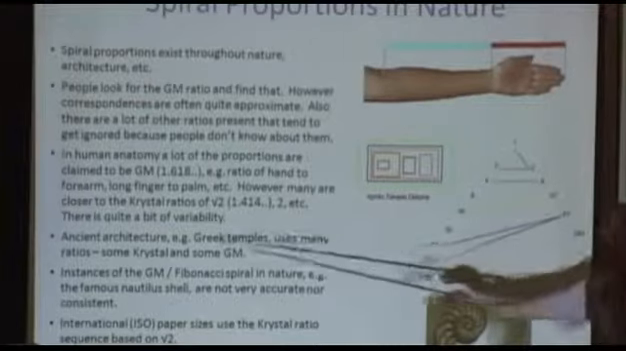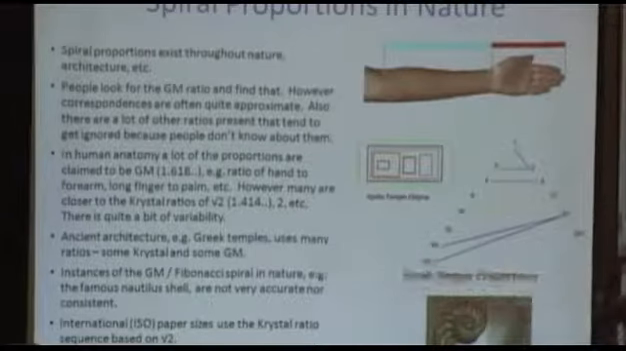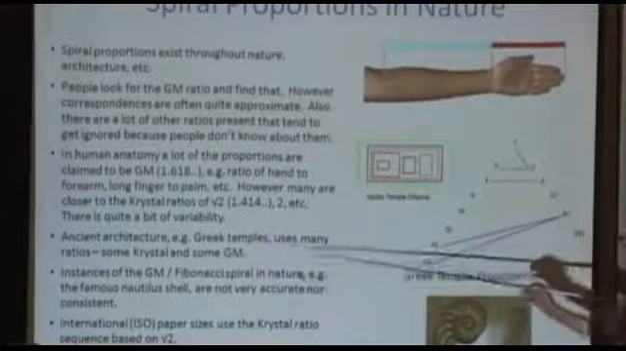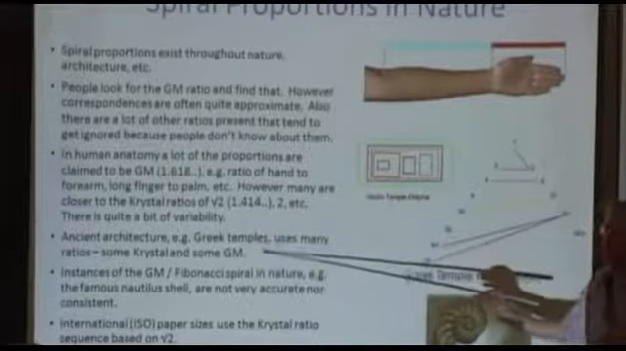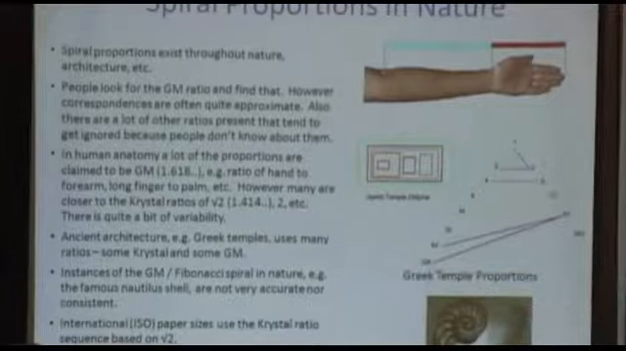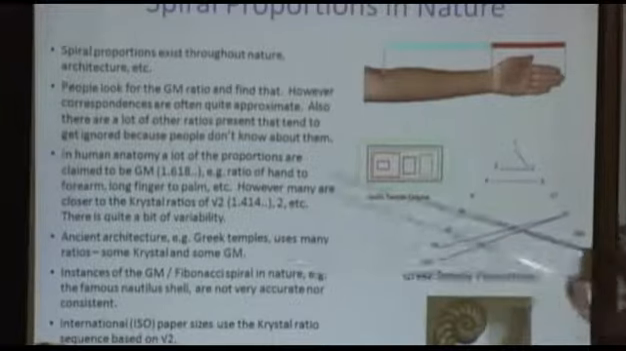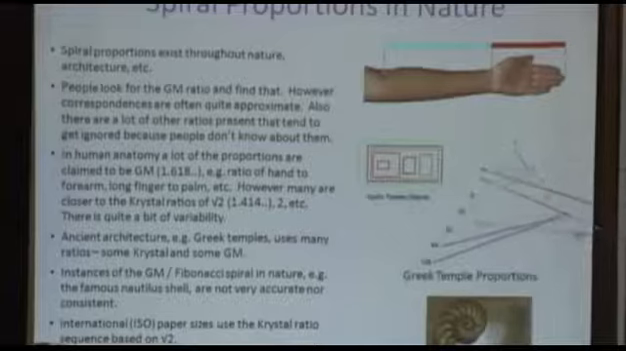Also in architecture, there's a lot of focus on the use of golden rectangles and the golden mean in architectural design, for example, in the construction of Greek temples. It's claimed that they used the golden mean ratio. However, if you look at the actual information, you will find that they're using a whole range of ratios. In some cases, they are using the golden mean ratio, but in many cases, they're not.